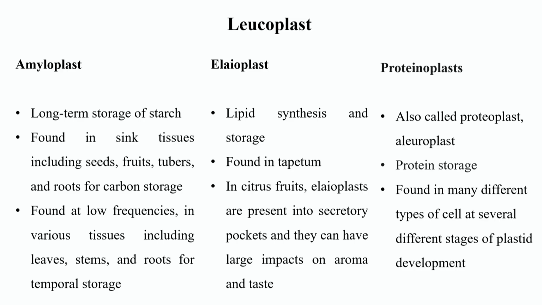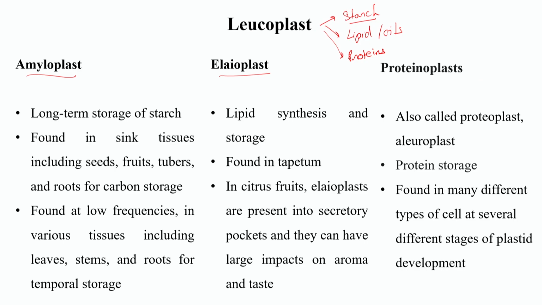Now coming on to the next important plastid, which is leucoplast. They are basically meant for storage. They can store a lot of substances. When they store starch, it is known as amyloplast. They store lipid, or oils, and that is known as Etioplast. Or they can store proteins, which is known as proteinoplast or proteoplast or aleuroplast.